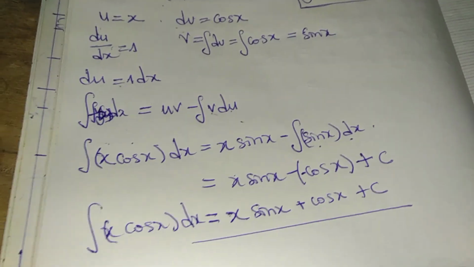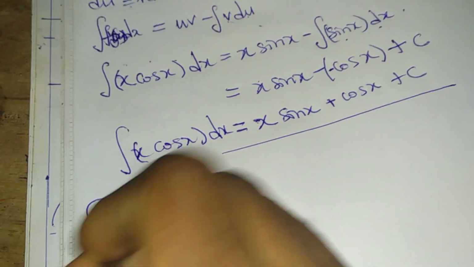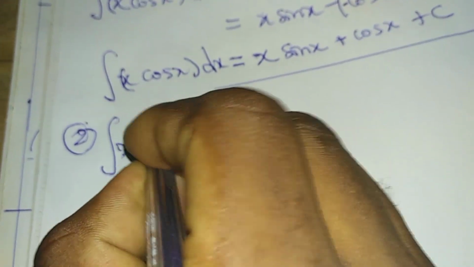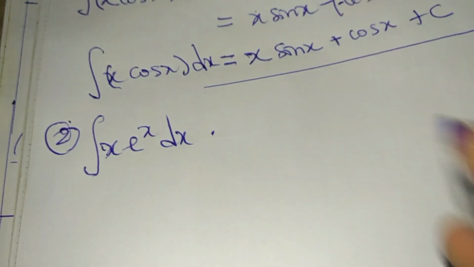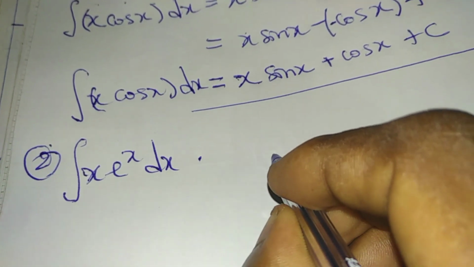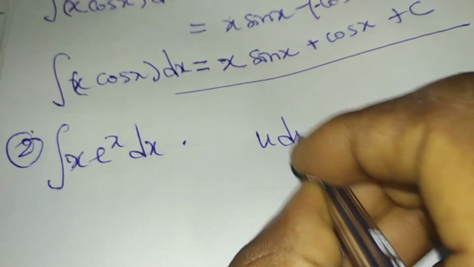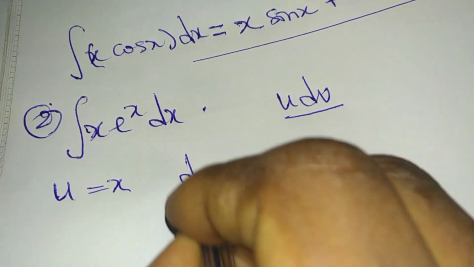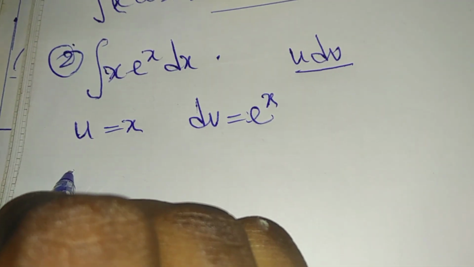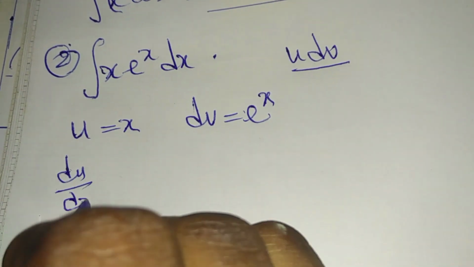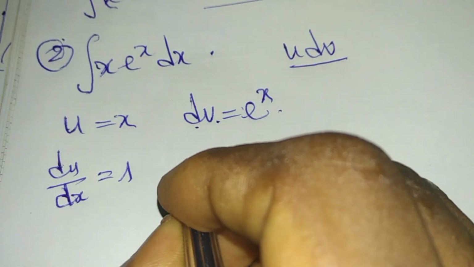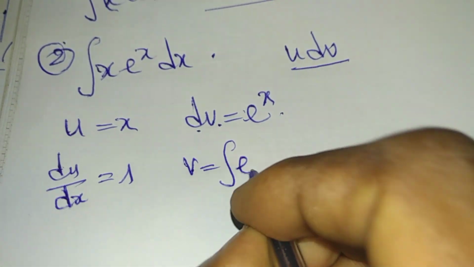So without wasting time, let's go to example 2. We are going to integrate the integral of x e to the x dx. Like I said, you have to identify the function as u dv. So you can say u here is equal to x, so that dv is going to be e to the x. So if u is equal to x, you have that du dx will be equal to 1. And if dv equals e to the x, then v will be the integral of e to the x.